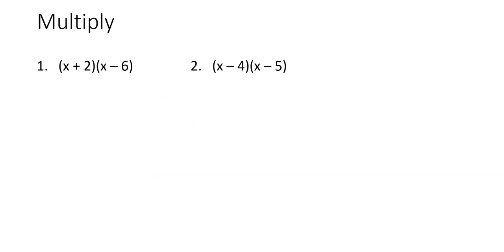All right, let's pick one. Let's pick number 2. X minus 4, x minus 5. So when I multiply the first, x times x is x squared. Multiply the outside, x times negative 5 is negative 5x. Multiply the inside, negative 4 times x is negative 4x. And then the last terms, negative 4 times negative 5, are positive 20. And you'll be able to simplify the 2 on the inside here. So negative 5x minus 4x is negative 9x. And we're done.